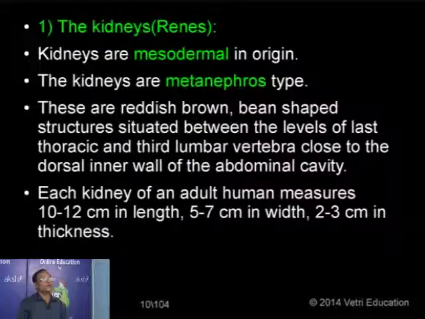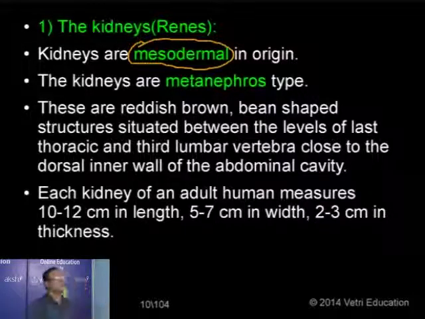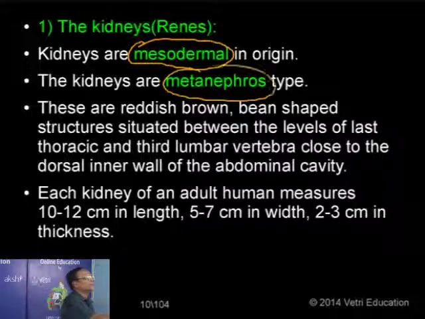Now during the embryonic development, the kidneys are developed from the mesoderm. Most of the organ systems have developed mainly from the mesoderm, for example the bones, the muscles, the blood. Almost all organs, including the excretory system, are formed from the mesoderm. So kidneys are mesodermal in origin. Then what is the type of kidneys here? The kidneys are considered as metanephros type.